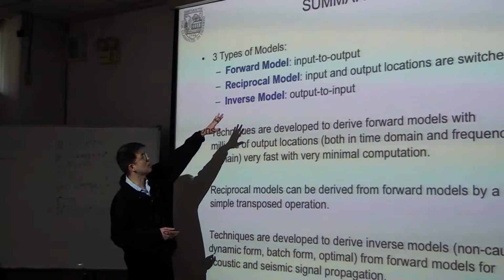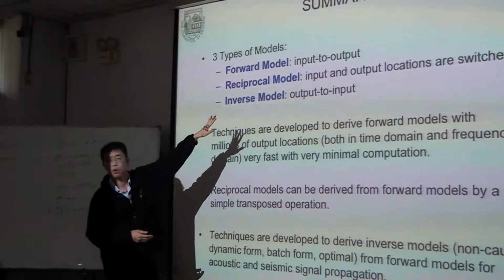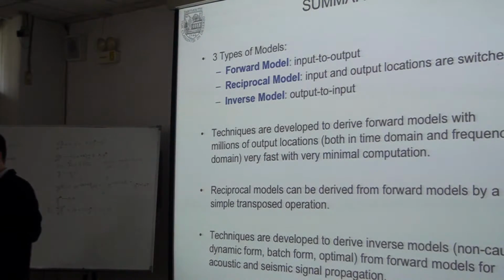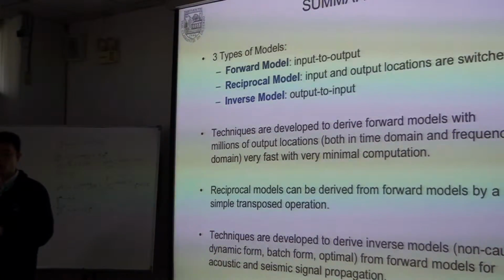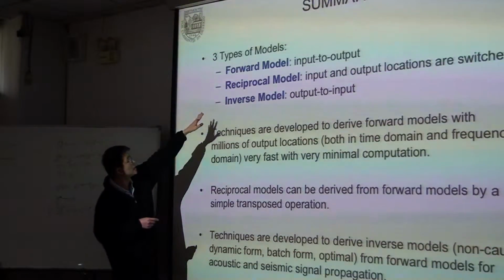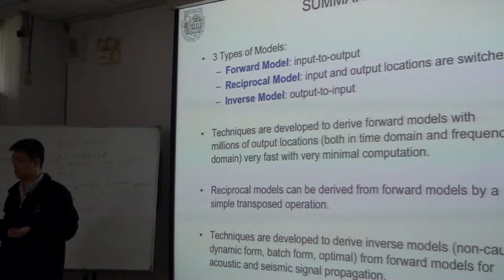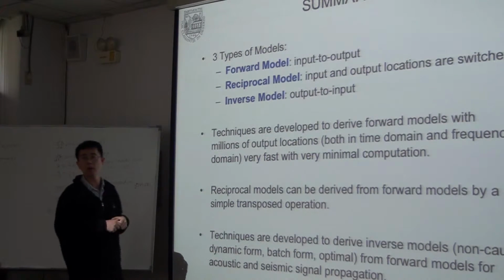And this reciprocal model is important because you don't want to identify a mapping that has millions of inputs to one output. That's impractical to identify. But we can identify one input to a million outputs and then reciprocate that model and get the million inputs to one output model. So that's why the reciprocal model is very important. It is also important because you want to use it to model the response due to a moving source. We have to use the reciprocal model for that.